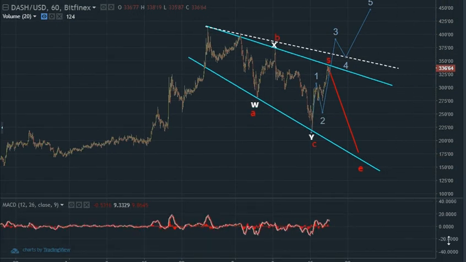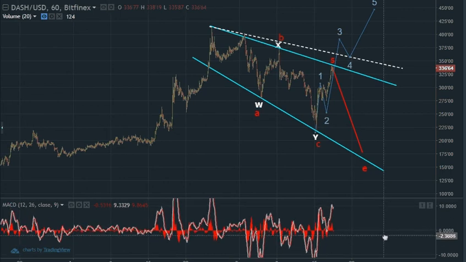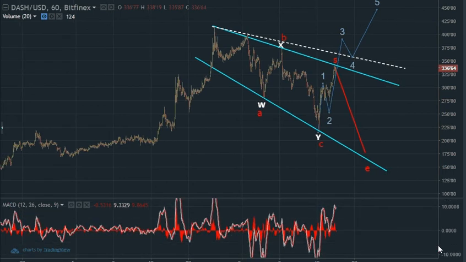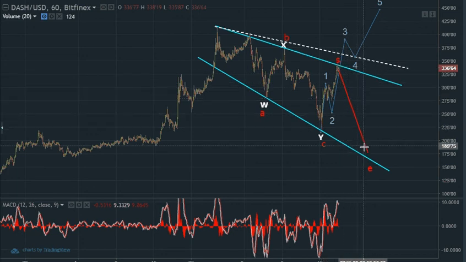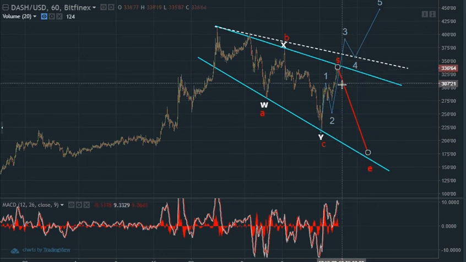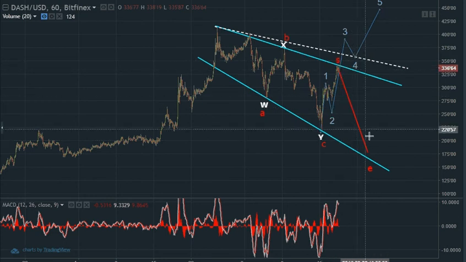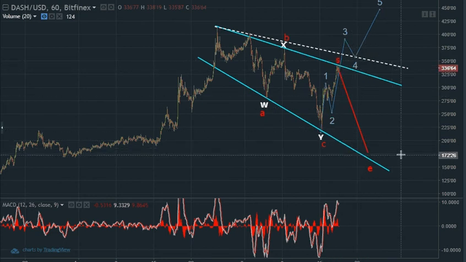If we look at the MACD, it's a bit overbought. If this starts turning down, for traders, it might be time to take profits. Okay, so let's see what happens.